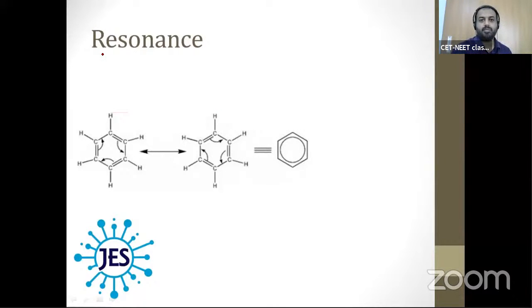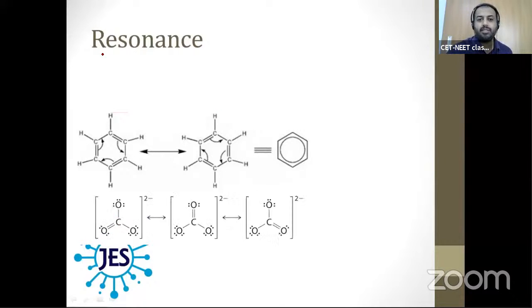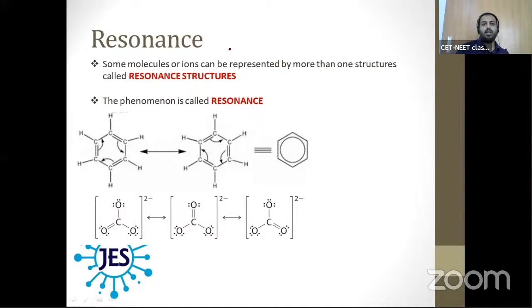See, even for carbonate, CO3 2 minus, you can write multiple structures. Okay, then which structure is correct? Observe this. For some molecules and ions, you can represent them by more than one structure. You call them resonance structures. This is what is called resonance. And which is the correct structure? The correct structure is a hybrid of all the structures that can be written. The correct structure is somewhere in between the structures that are written.